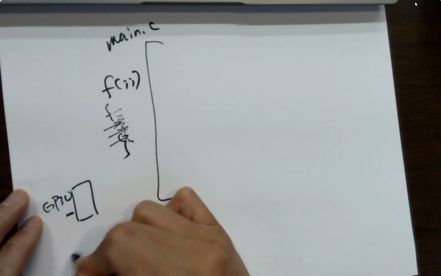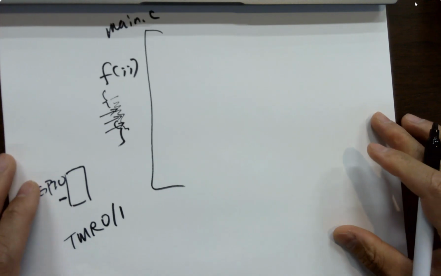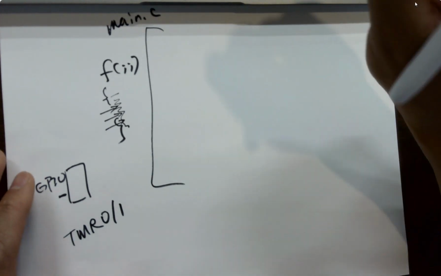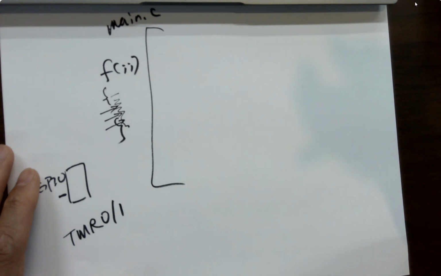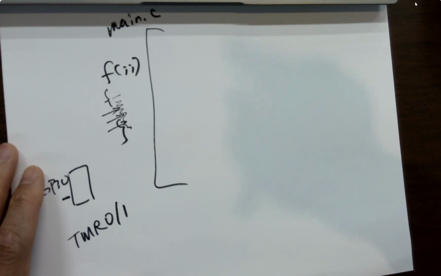But here we are using a timer, timer 0 and 1 interrupts. So in your MCC, when you are setting up the MCC, you want to check that box to enable timer interrupts. So what's the difference between timer interrupts and just a regular timer?